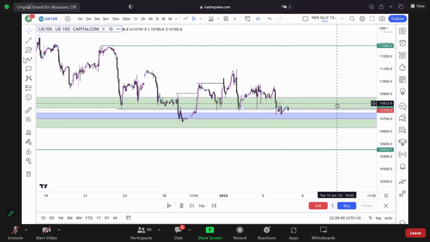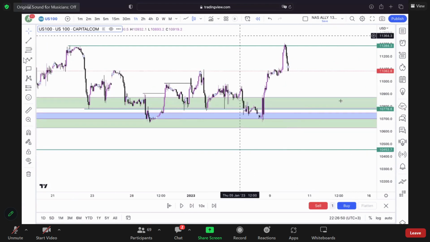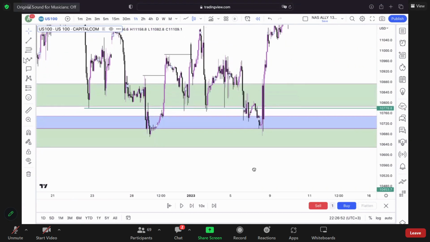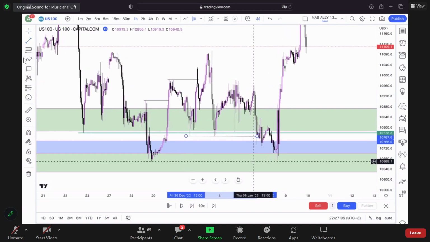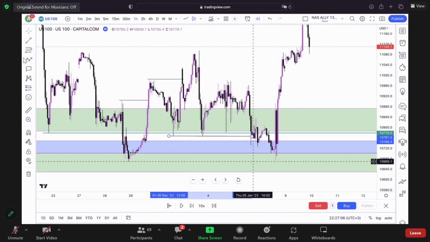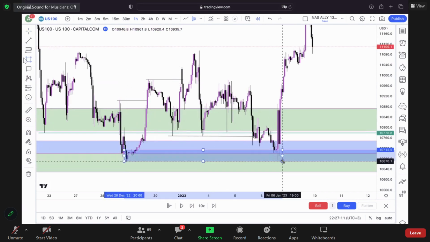Okay, look what the market does again. Market creates liquidity, inducement lows, liquidated, back to the order block, which was the last down candle before the up move that broke structure.